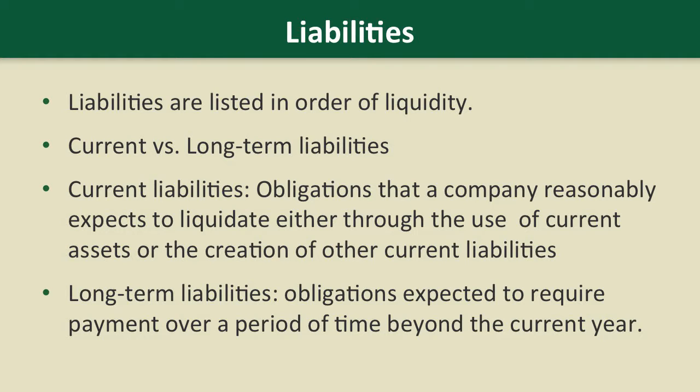Current liabilities are those obligations that a company reasonably expects to liquidate either through the use of current assets or the creation of other current liabilities, which means that companies are going to use current assets to pay for it, or they're going to borrow new short-term debt to pay off this old short-term debt. Long-term liabilities are those obligations expected to require payments over a period of time beyond the current year. So those are the long-term liabilities, for example, long-term bonds.